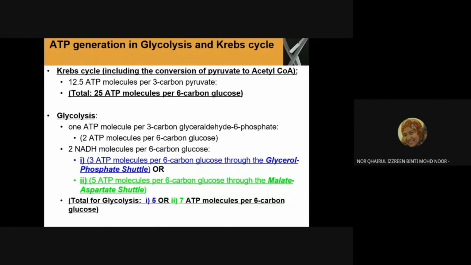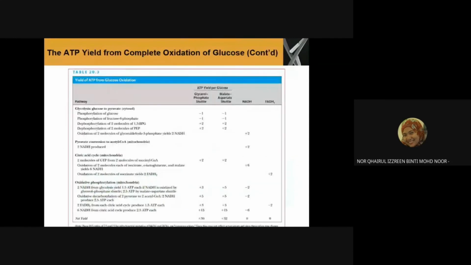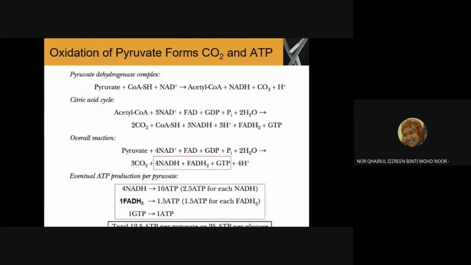So basically, in total, you get 30 or 32 ATP molecules. Here is the summary: the pyruvate dehydrogenase complex, the TCA cycle, what the reactions are and the overall reaction. Eventually you get the ATP production per pyruvate. Remember, one glucose produces two molecules of pyruvate, so this is only per pyruvate. All right.